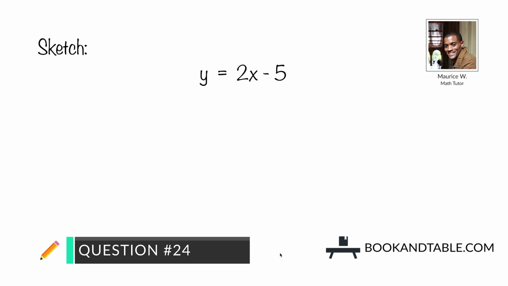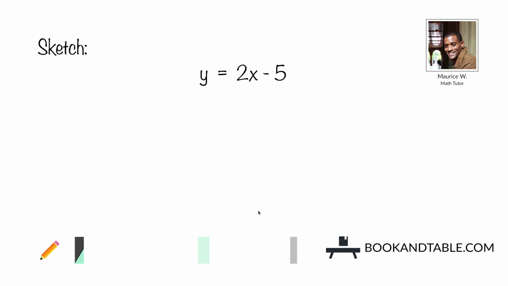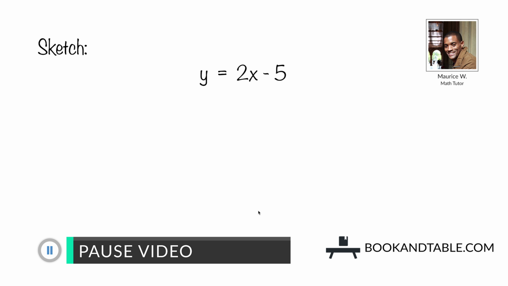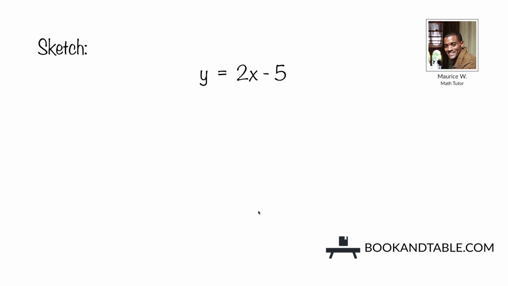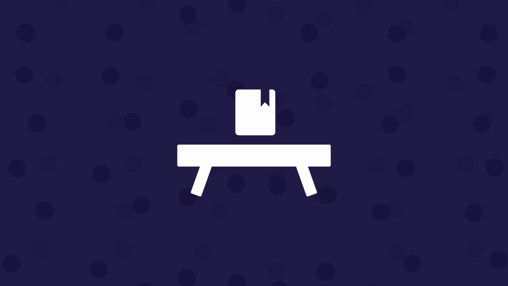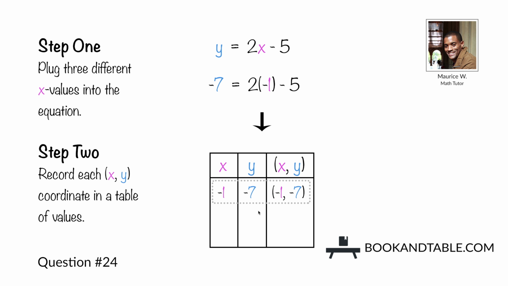Question number 24. Sketch y is equal to 2x minus 5. Pause the video, sketch this line, and then press play when you are ready to begin. Step 1, plug 3 different x values into the equation. In step 2, record each xy coordinate in a table of values.